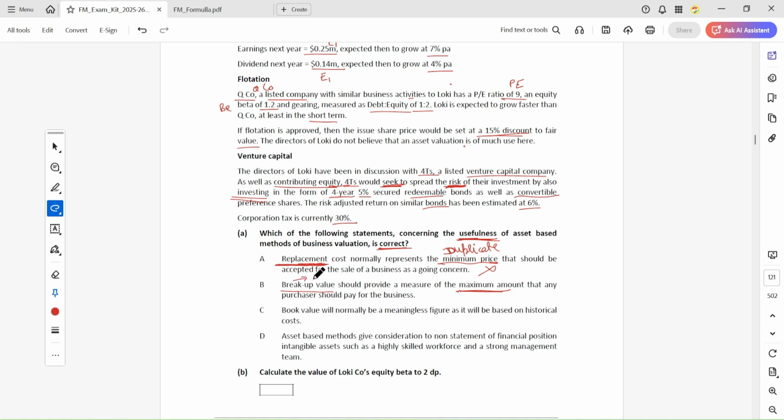Breakup value is the amount received when selling assets separately. So if a single asset is sold, how much is it worth? This is called the breakup value.